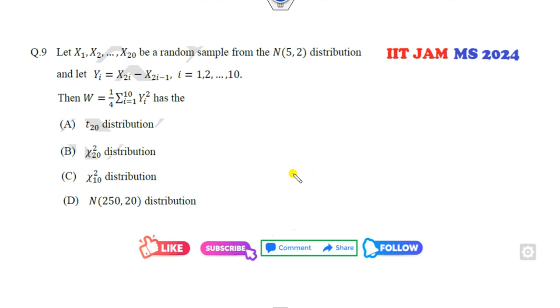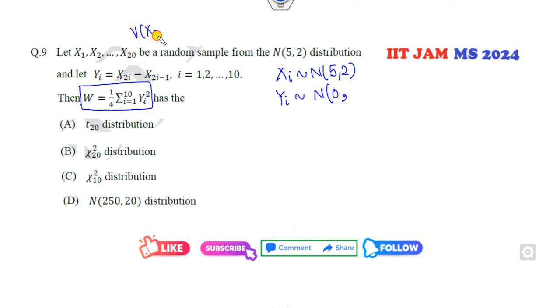Okay, look at this one. Your target is to find this. Xi follows the normal distribution of this. We need a Yi. Yi again follows the normal distribution. The mean will be 5 minus 5, which is 0. The variance will be the variance of Xi plus the variance of the other, because it's a random sample, so they are independent and identically distributed. So 2 plus 2 is 4.